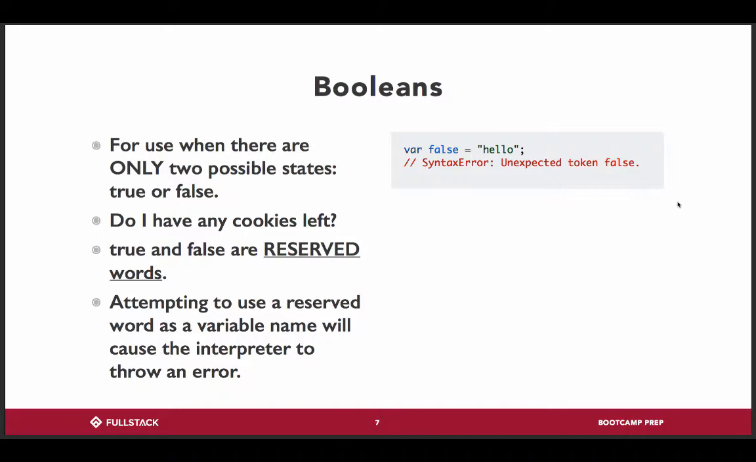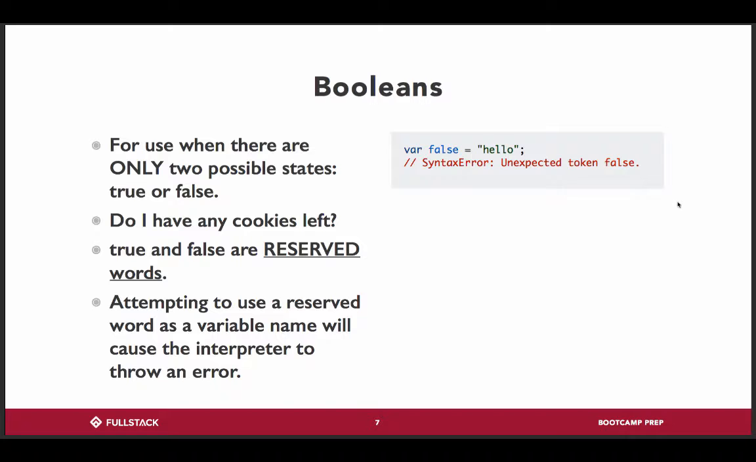Booleans is another type of primitive type. This one, it's true or false. So something can be either true or false. Like, is this even? True or false? Is this a cat? True or false? You can't have false or true as a variable name.